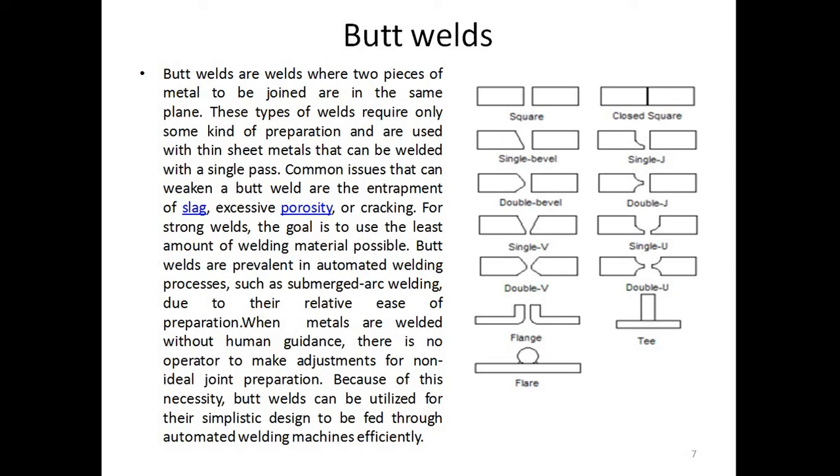Butt welds are welds where two pieces of metal to be joined are in the same plane. This type of weld requires only some kind of preparation and is used with thin sheet metals that can be welded with a single pass. Common issues that can weaken a butt weld are the entrapment of slag, excessive porosity, or cracking. For strong welds, the goal is to use the least amount of welding material possible.